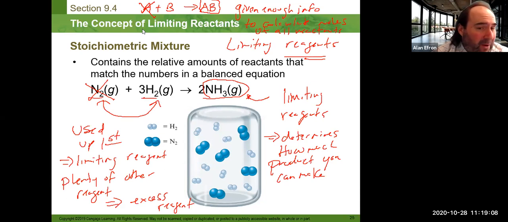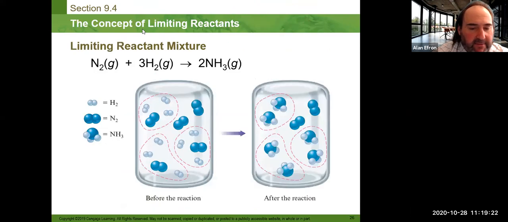Now, there's many different ways that you can figure out limiting reagent type problems. So we'll go, I think, with the way that they do it in the book, but there's many different ways you could do these problems. But we'll just focus on how they do it in the book.